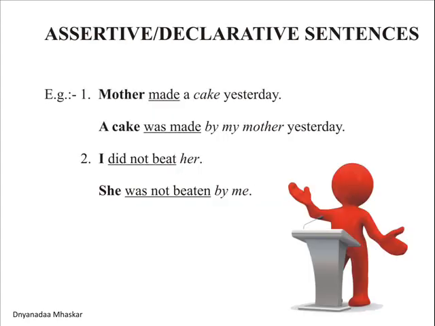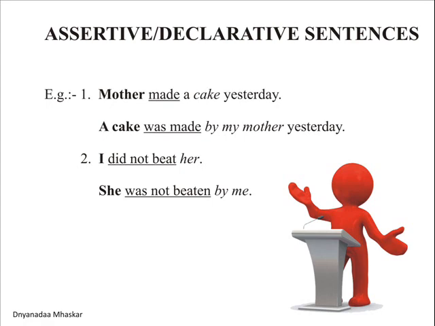Now we are going to see the different kinds of sentences. We have learned sentences already. We have learned 5 different kinds of sentences, but here we are going to see 3 kinds of sentences. First one is assertive or declarative sentences. That is, how should we change the sentences which are in assertive or declarative sentences in active voice into passive voice? Let us see. There are 2 examples.